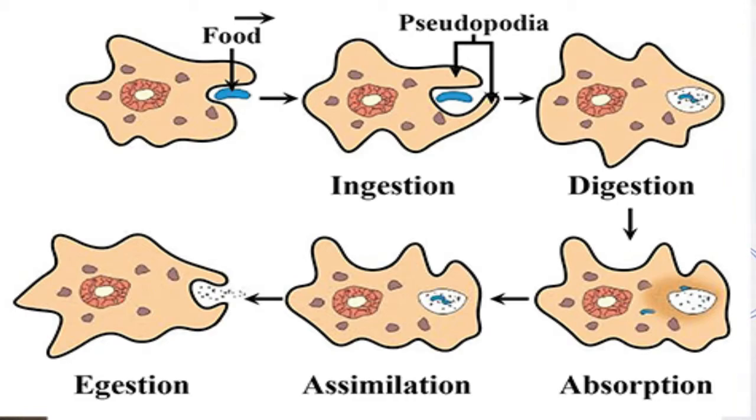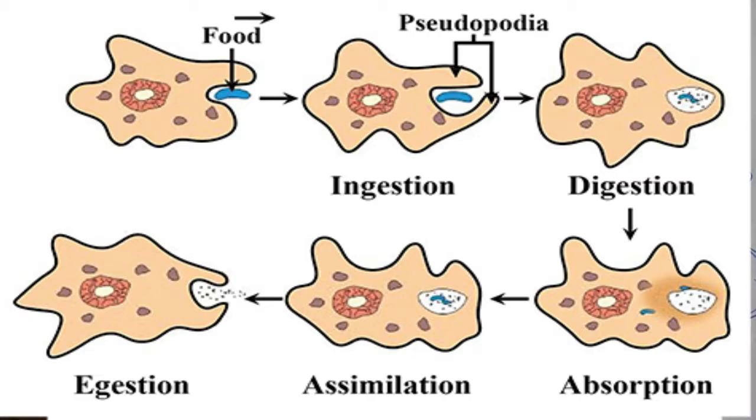After the digestion, it will be absorbed. The required food minerals will be absorbed, and then the things which are required for the body will be given to different places and assimilated. Whatever remains, the dead and waste materials which are not used by the body, will be thrown out of the body through the body surface. So this is called egestion.